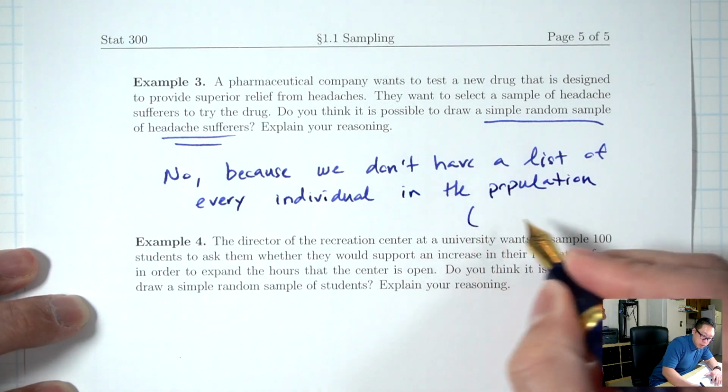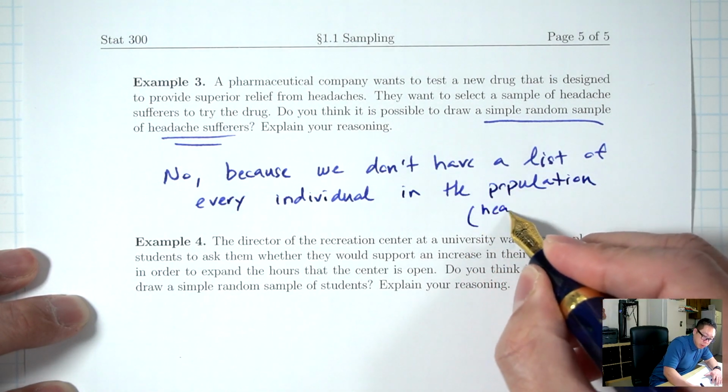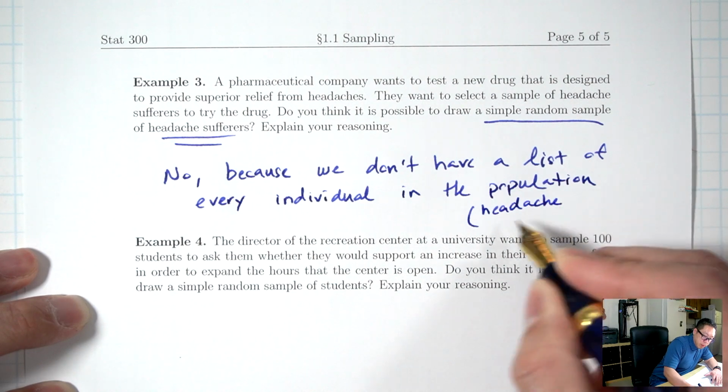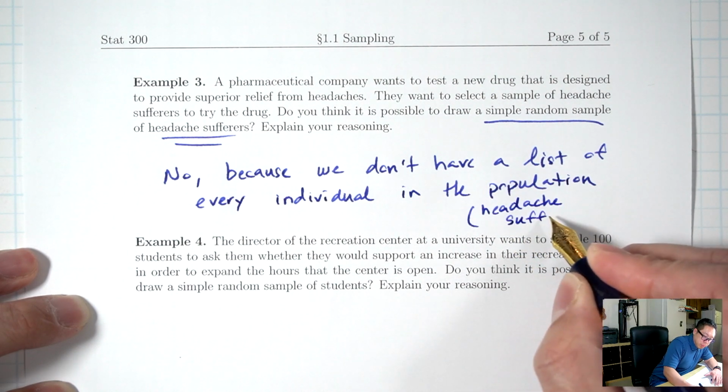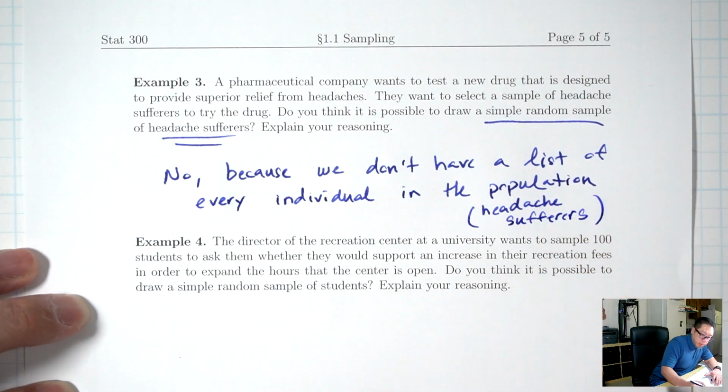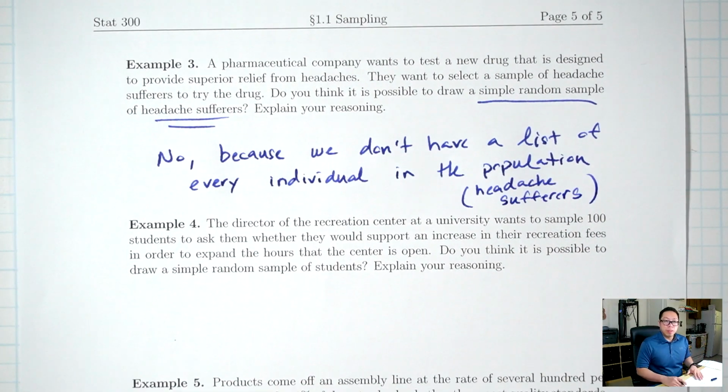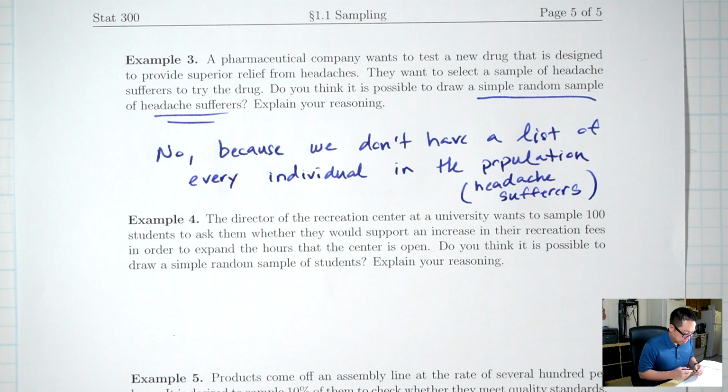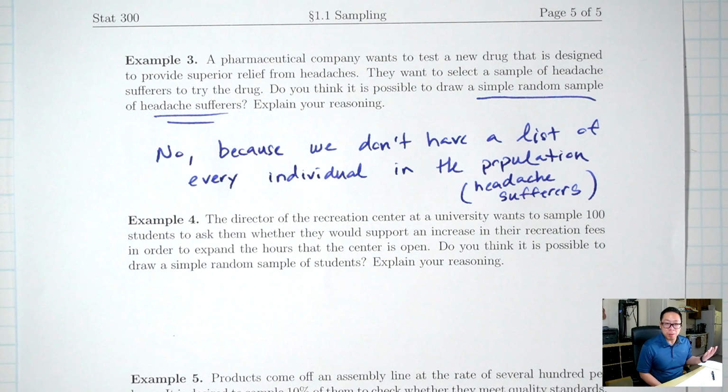And the population here are the headache sufferers. So how would you actually do this sample? In this case, because we don't have a list of everybody who is a headache sufferer, what you might have to do is put out an ad that says, if you are a headache sufferer, contact us to be part of this study, which is a voluntary response sample. So you might have to go with voluntary response.